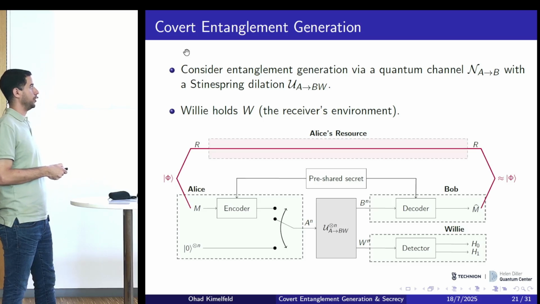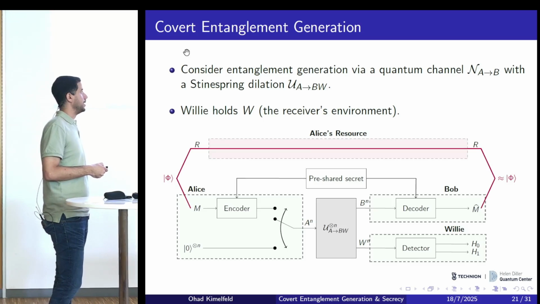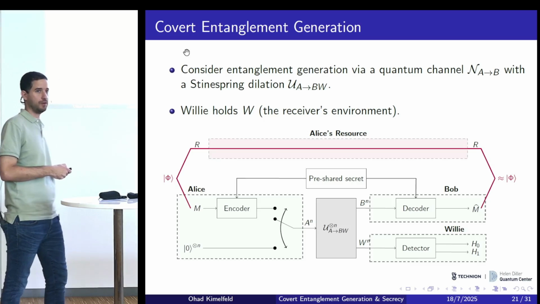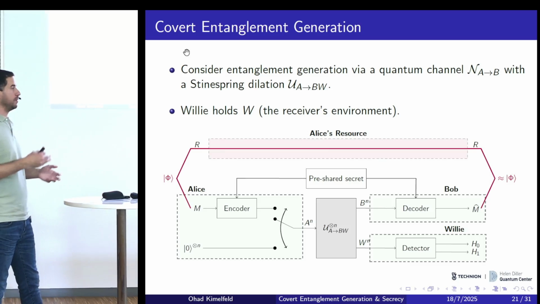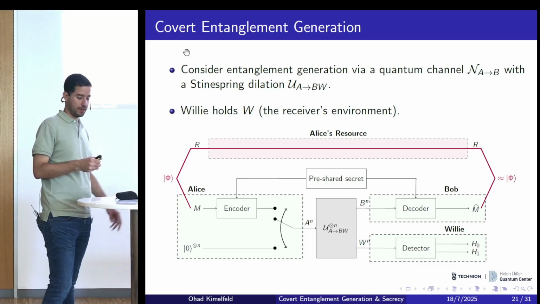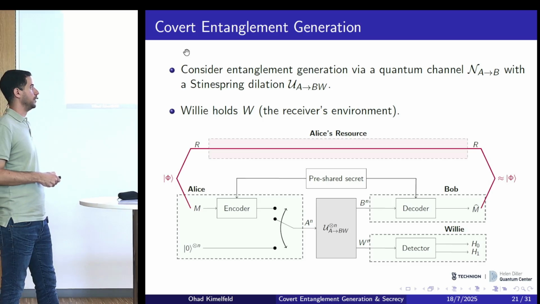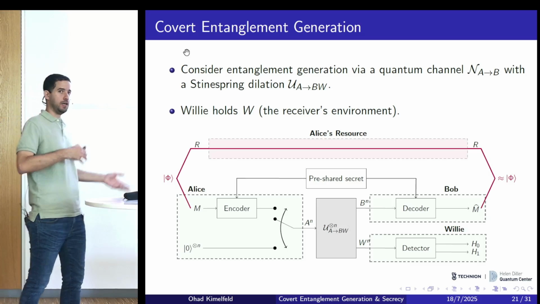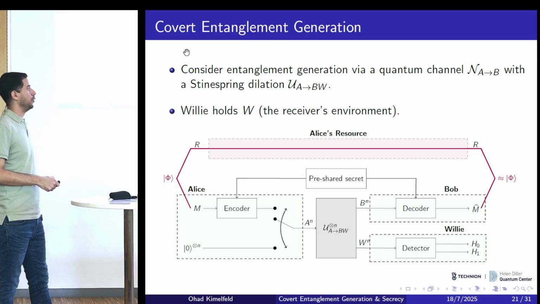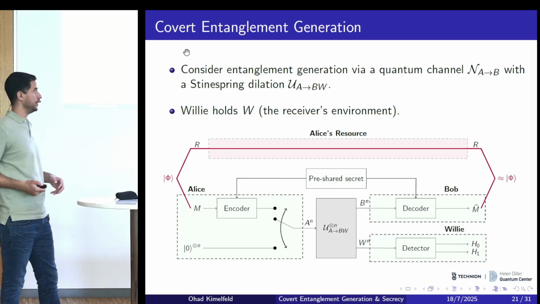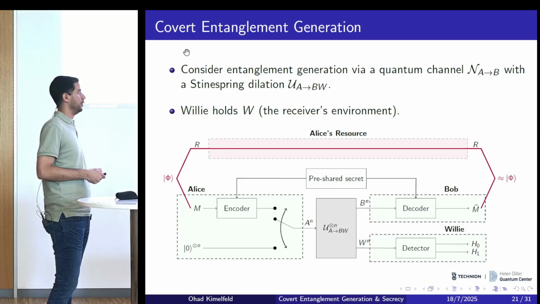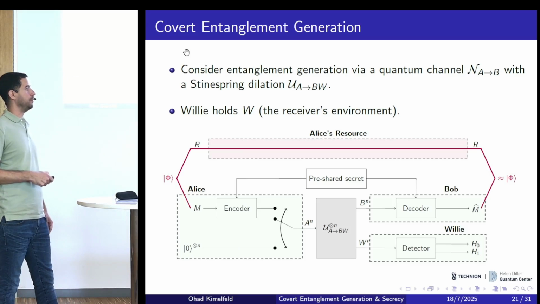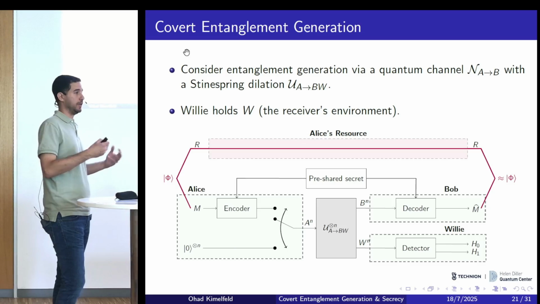Again, Alice and Bob have a pre-shared secret key, but now Alice generates locally a maximally entangled state capital Phi between the systems M and R. R is the resource. And again, she decides whether to perform the task of entanglement generation or not. If she doesn't perform the task, the input to the channel is the state 0 to the tensor n. Otherwise, she encodes the system M and transmits it via n channel uses of the channel U. Again, on the other side, Bob and Willy receive Bn and Wn respectively. Bob tries to decode the system such that he will receive on his end the original state, or approximately the original state capital Phi. And Willy performs hypothesis testing to know whether there was an attempt to create entanglement or not.